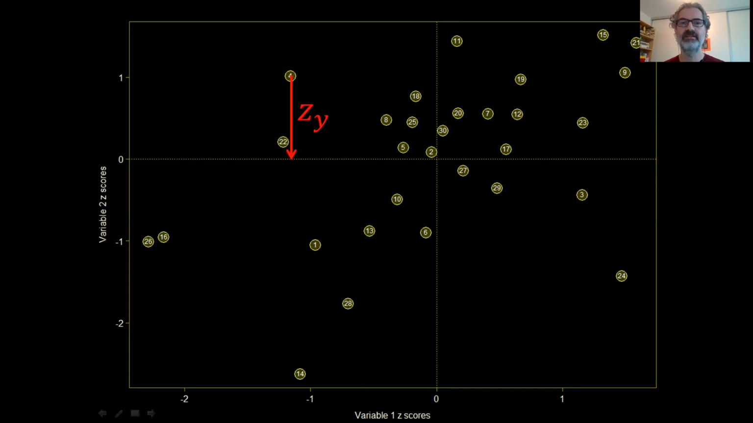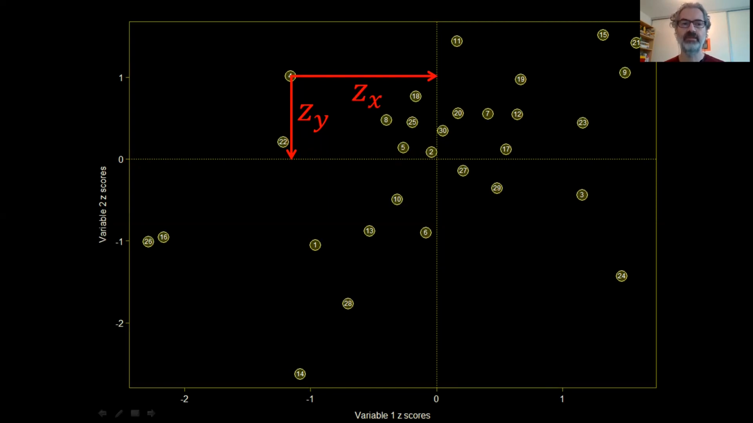And this value is, in fact, its z-score. So the distance of this point from its mean of 0 is its z-score. That's what we achieved by standardizing both variables. And likewise, its distance from its mean on the first variable is again its z-score on that. So z for x and z for y.